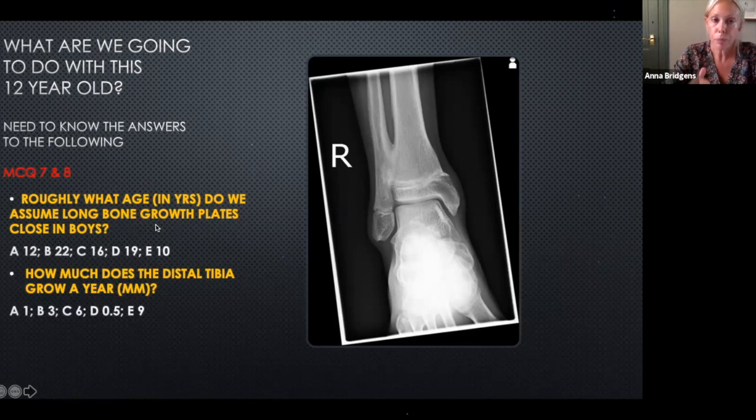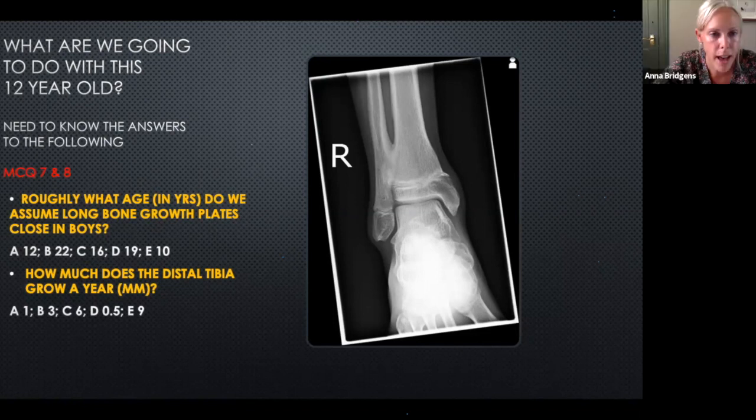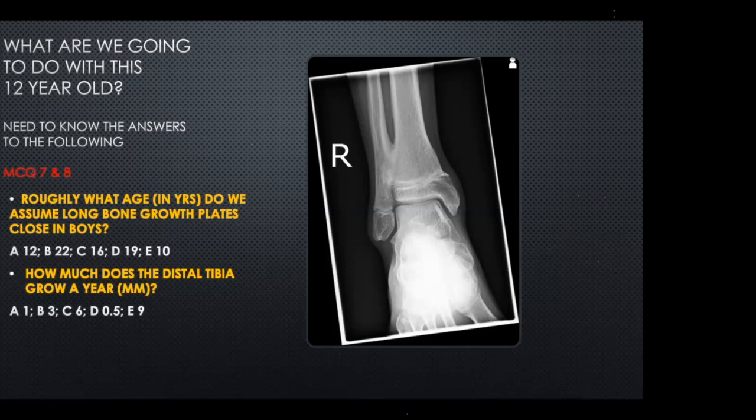So firstly, what age do long bones roughly stop growing in boys? And how much does the distal tibia grow a year? So that's MCQ 7 and 8. So we have the answers for MCQ 7, and at 55%, 16 was the commonest. Great. Spot on, guys. I'd say between 15 to 17, so 16 is great. Yeah, so we know he's got 4 more years of growth left. And how much does the distal tibia grow a year? Just give that a few seconds and we'll get an answer soon.